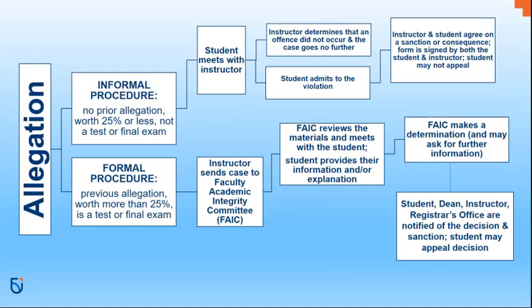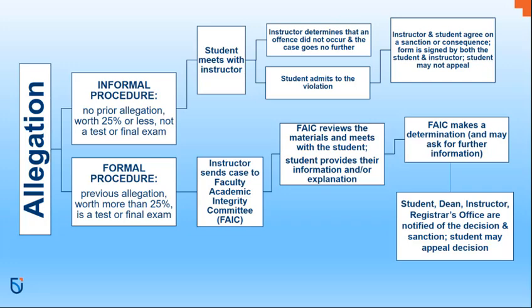If you're accused of academic misconduct of any sort, including cheating on an exam or in an assignment, plagiarizing, lying about an illness, and so on, you will need to meet with your instructor and, in some cases, an academic integrity committee or your dean.